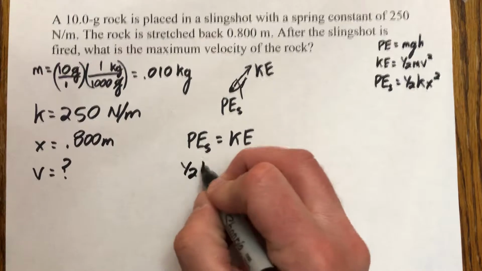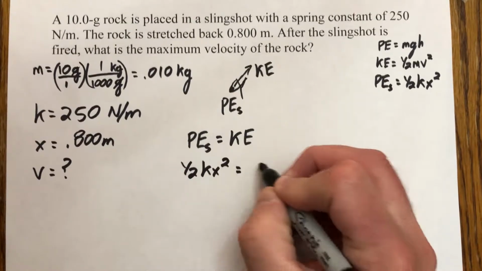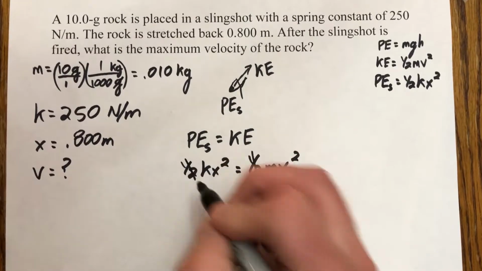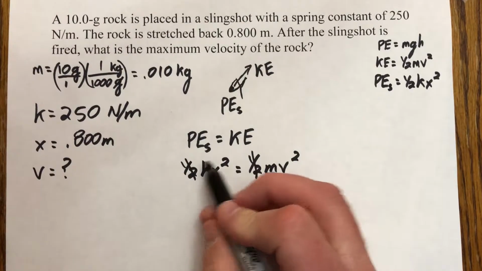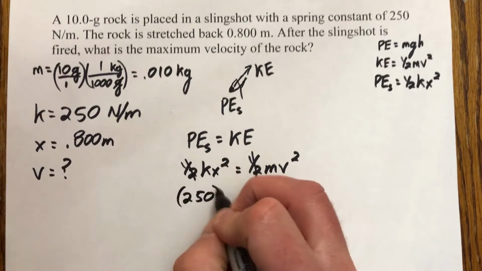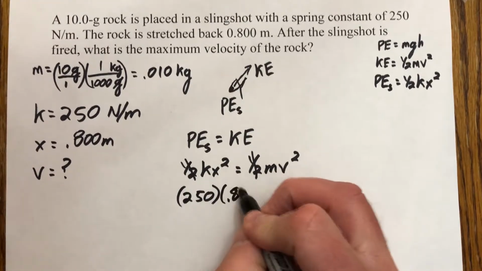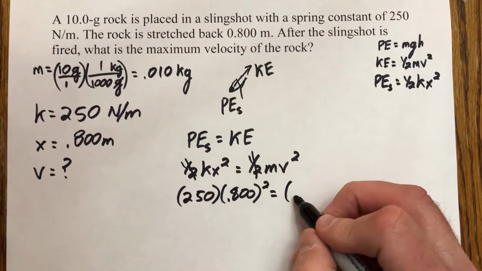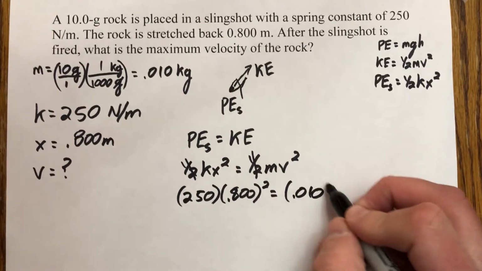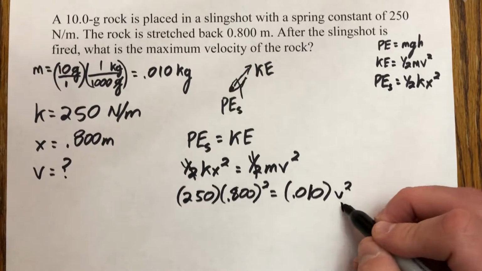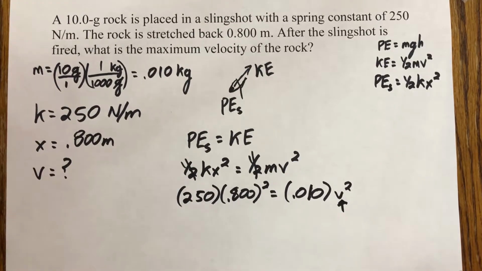So we just write this equation for the potential energy of the spring, and this equation for kinetic. We end up with 1/2 kx squared equals 1/2 mv squared. The halves cancel out mathematically. Plug the numbers in. Our k becomes 250 times x squared, which is 0.800 squared, and that equals the mass of the rock, remember, is 0.010, and then the velocity squared, and that's what we're trying to find.